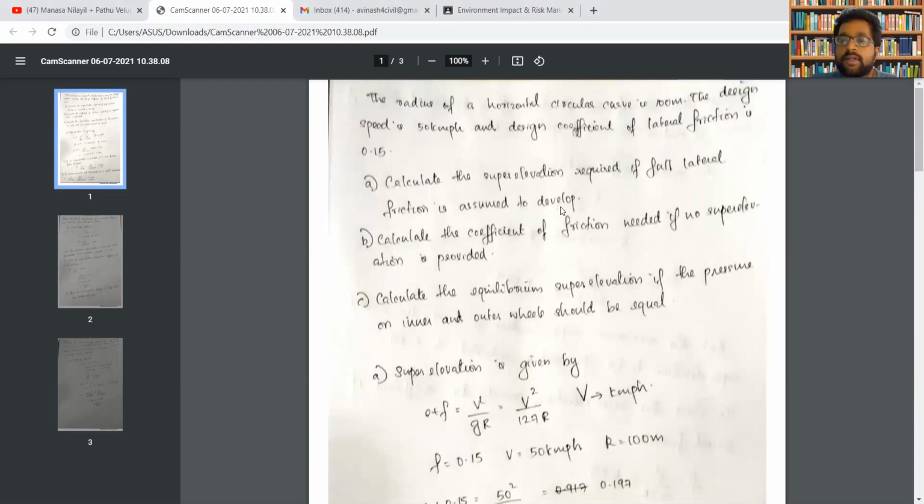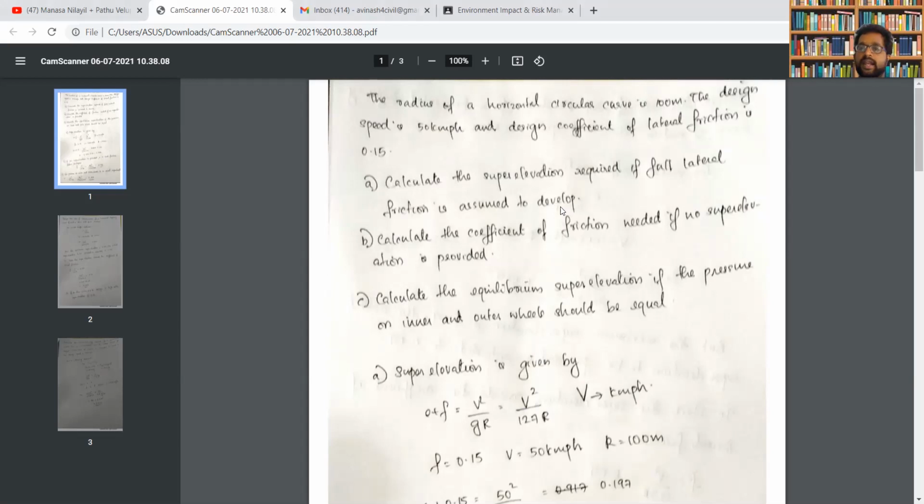And the third part of the question is calculate the equilibrium super elevation if pressure on inner and outer wheel should be equal. The condition is given that the pressure on the inner and outer wheel should be equal and you have to find out the equilibrium super elevation. So this is the question. There are three parts for the question.